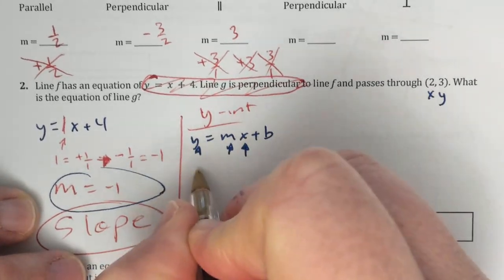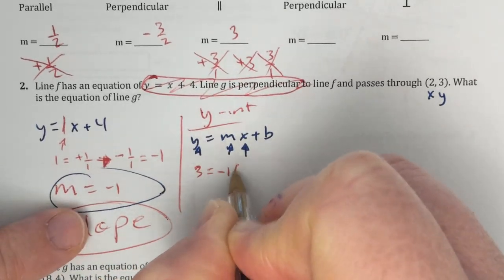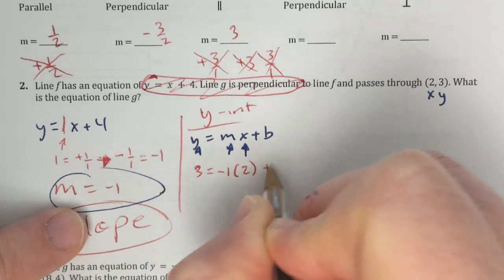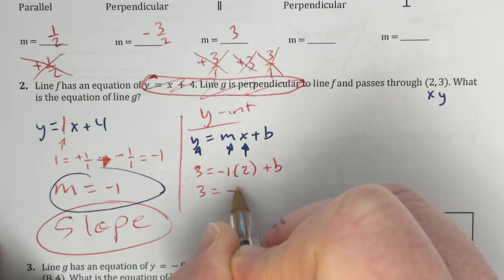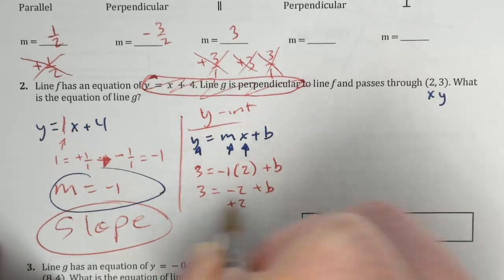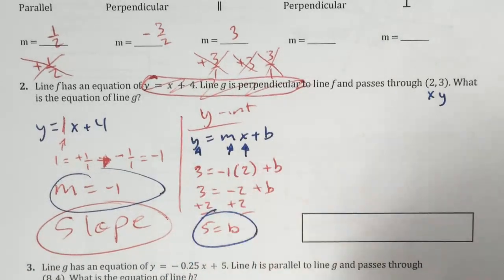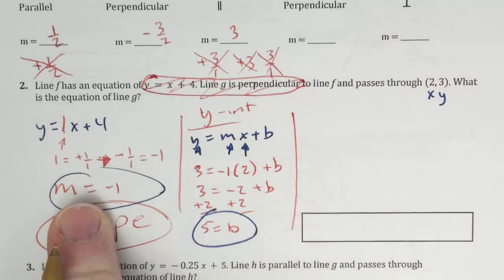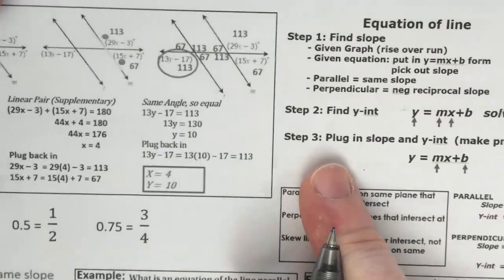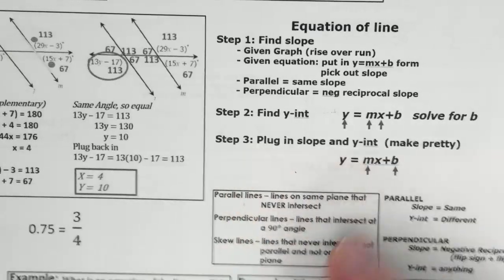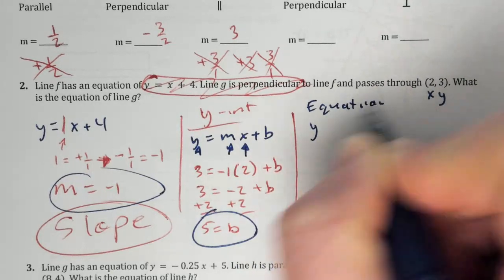My y is 3. A lot of people accidentally put 2, so be careful. 3 equals negative 1 times your x, which was 2, and then plus b. So 3 equals negative 1 times 2, which is negative 2, plus b. Add 2 to both sides, and you get 5 equals b. That was step 2. Step 1 was find your slope, step 2 was find your y-intercept, and step 3 is just write out the equation. Plug in your slope and your y-intercept. So the equation.